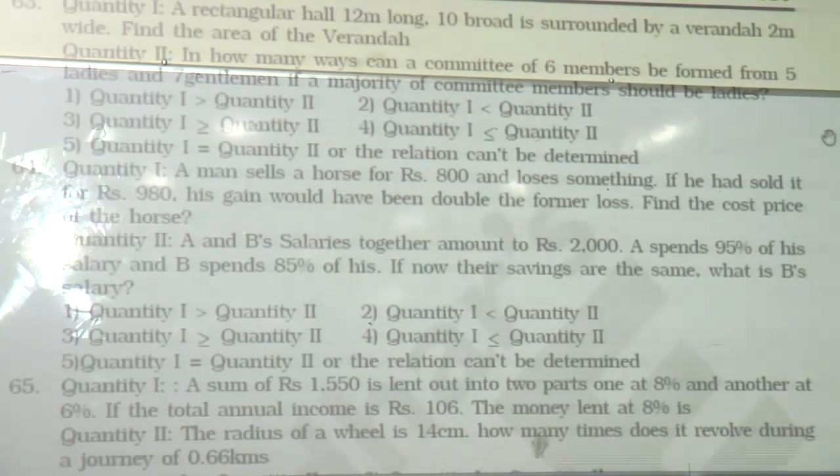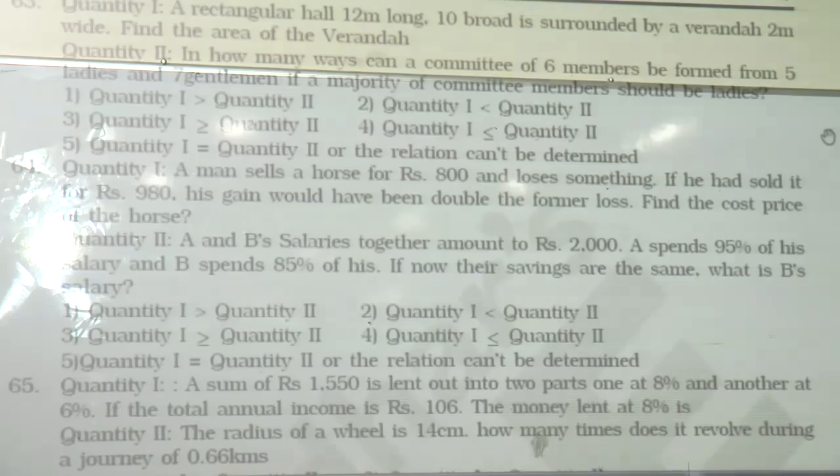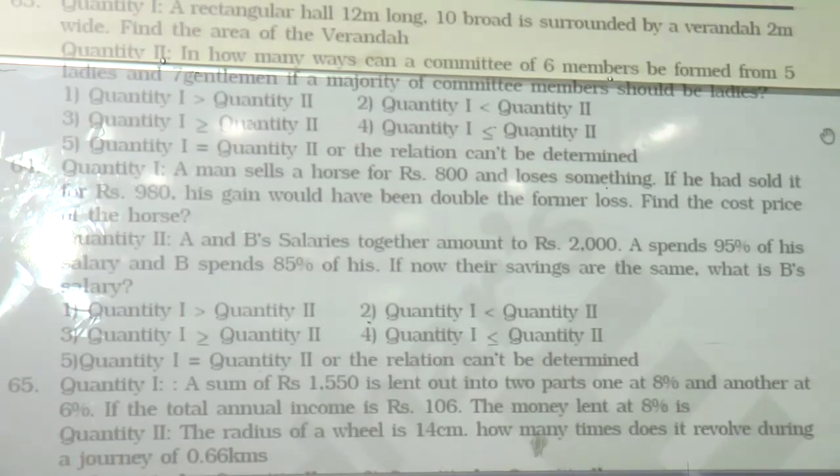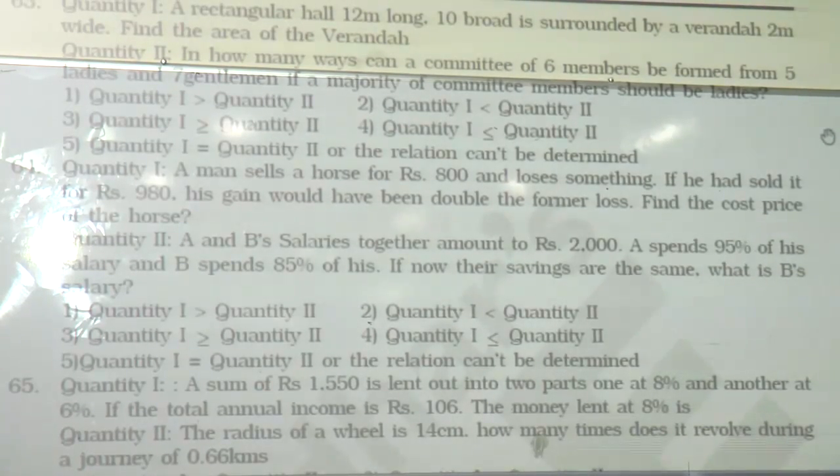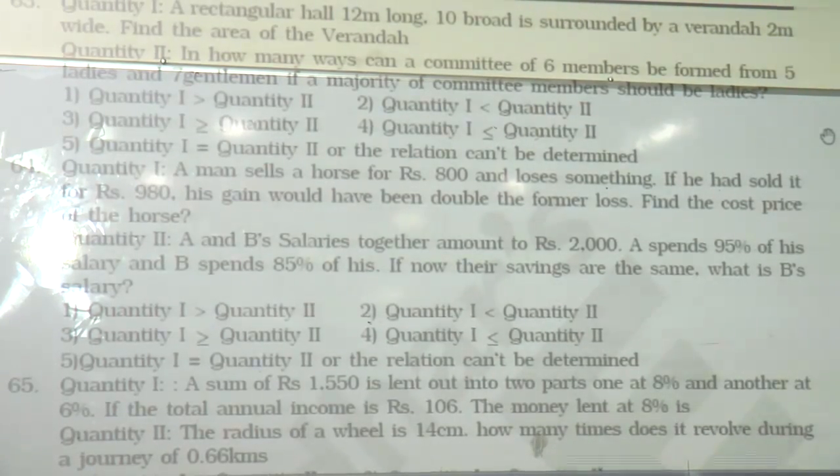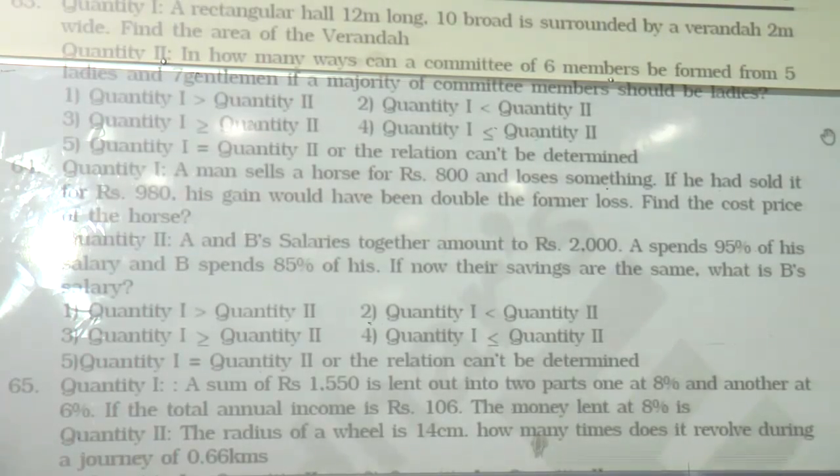Now, we have 2 values, 800 and then 980. What are those 2 values? Both are selling prices, right? By selling it for 800, there was a loss. Let us treat it as X. And now, by selling it for 980, he is going to get profit. And profit is 2 times of loss, they said. So, if loss is treated as X, now profit will be 2x.